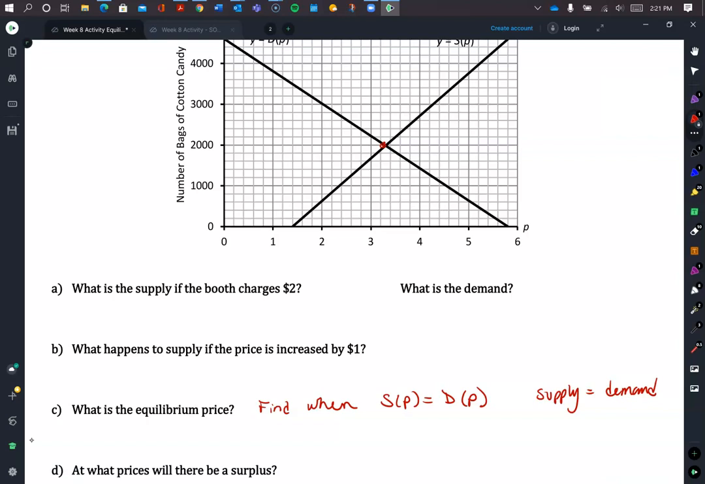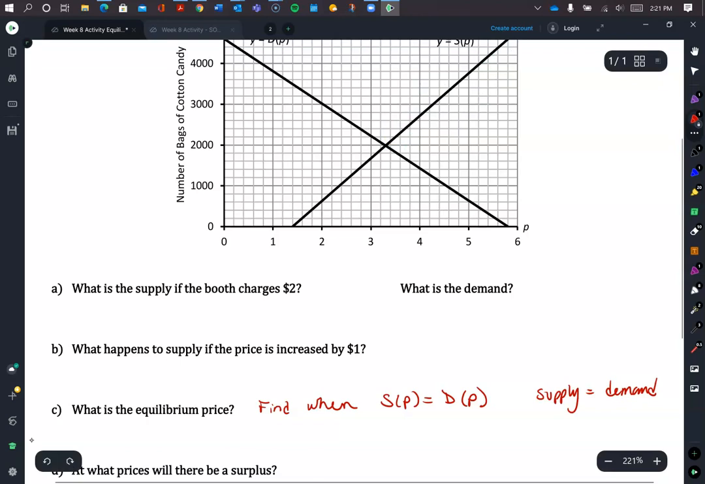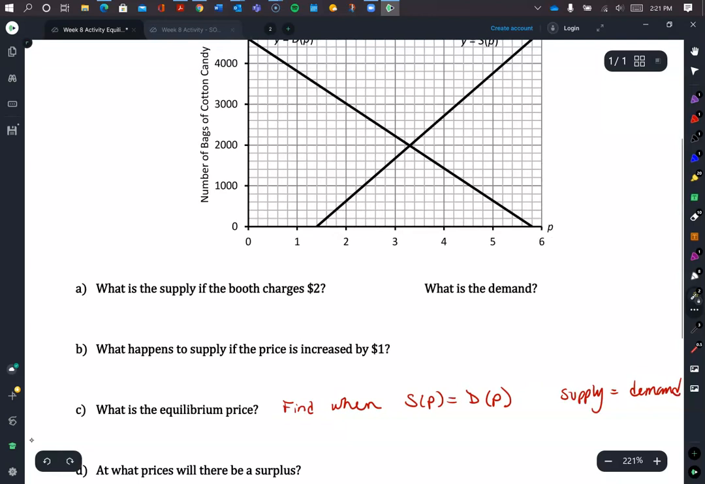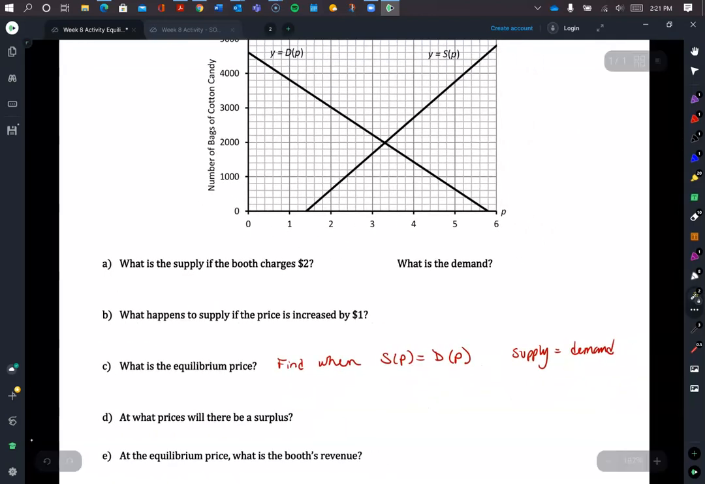At what prices will there be a surplus? So that means I made too many bags. So that's this part of the line that goes along with D. I'm going to shrink it a little here so we can see the graph. At the equilibrium price, what is the booth's revenue? So that is a little bit tricky. Just got to keep in mind that you're finding the equilibrium price, which would be right in about here. You can just round off to the nearest, I don't know, 10 cents or something like that.